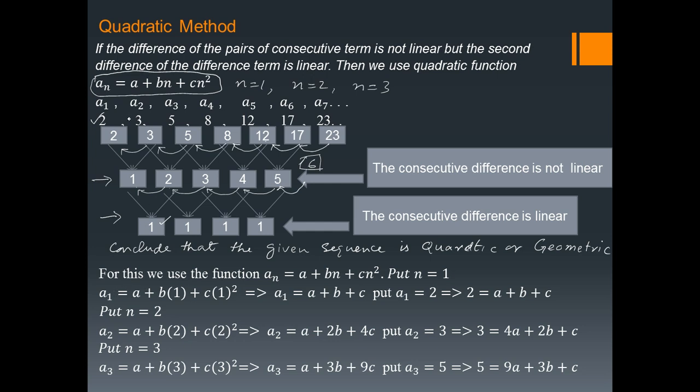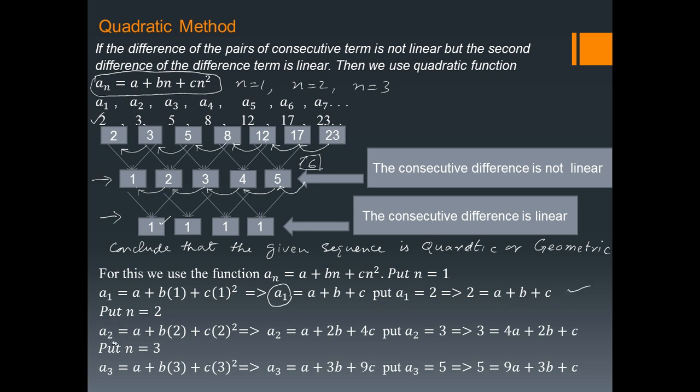And we will be getting three equations like this. First, put n is equal to 1. So put 1 in place of n over here. So a1 is equal to a plus b multiply 1 plus c multiply 1 square, and we are getting a1 is equal to a plus b plus c. Now put the value of the first term a1, which is 2. So 2 is equal to a plus b plus c. So this is our first equation.